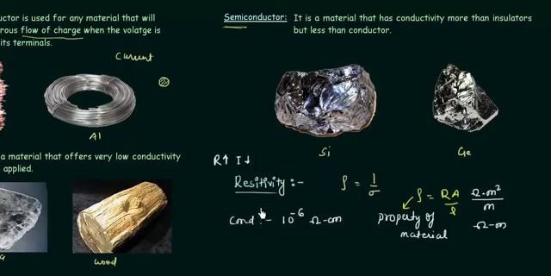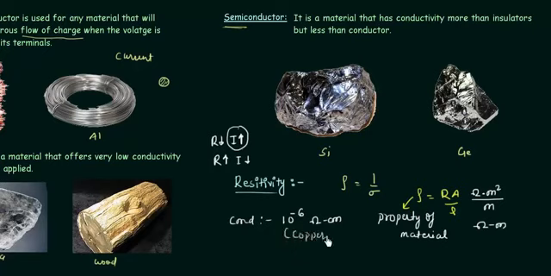Because the material is offering more resistance, whereas if resistivity is low, the current is going to be more because the resistance offered by the material is really low. And for conductors, we know the flow of current is very high, that's why the resistivity is going to be low, and it is 10 to the power minus 6.